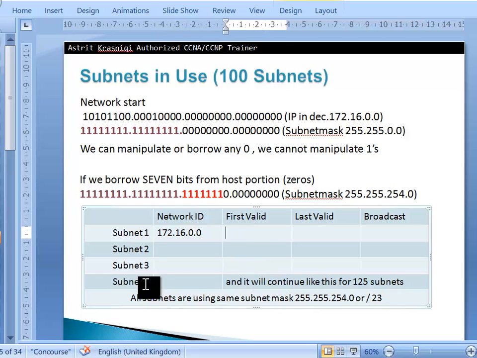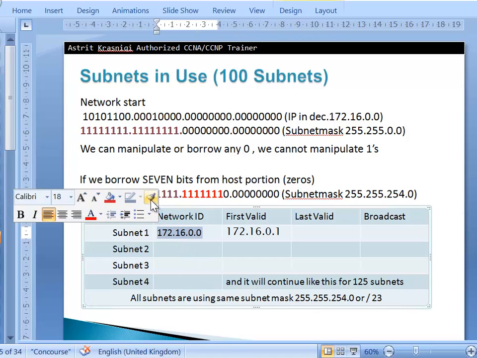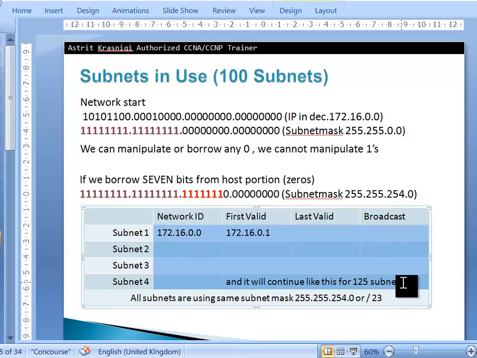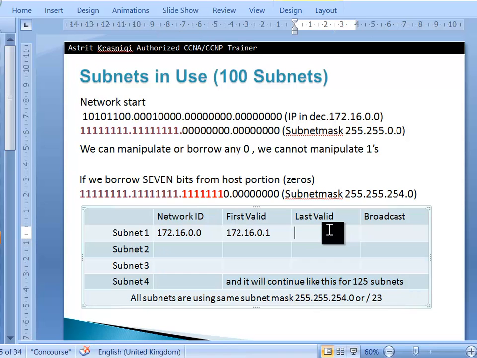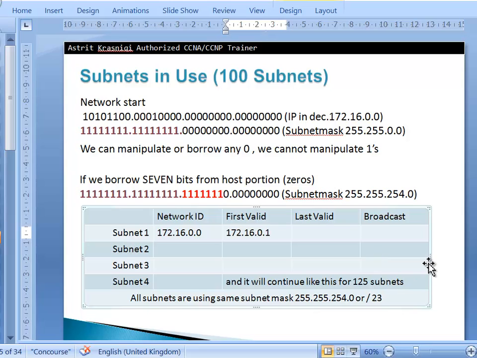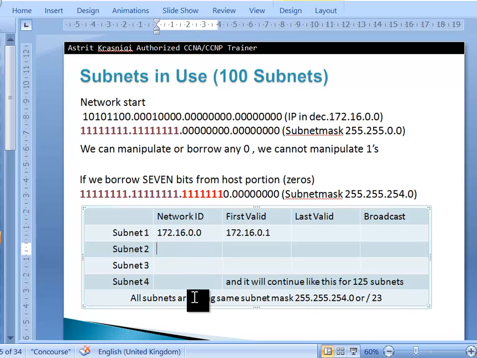Okay, so the subnet starts with 172.16.0.0. The first valid address is this plus 1. So 172.16.0.1, right? Okay, let me just copy the font so it will be all the same. 0.1, yeah? Not 1.0, because that's wrong, right? 0.1. That's the first valid address. To find the last valid address and broadcast, it's better if you find the next subnet ID, which is subnet 2.